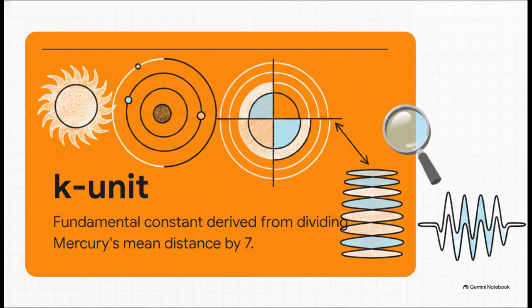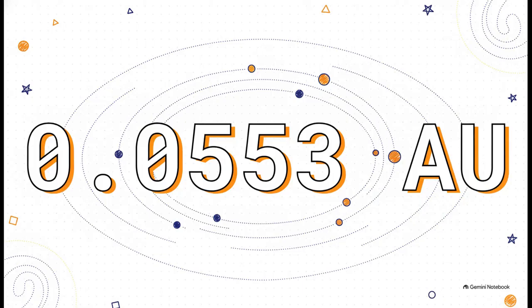The theory leans into this mysterious fundamental vibrational frequency, a rule of 7, that it suggests literally governed how mass was distributed back in the early protoplanetary disk. And when you actually do that division, you get this exact number, roughly 0.0553 astronomical units. This right here is the K unit. Honestly, you can think of this number as the main protagonist of our story today.